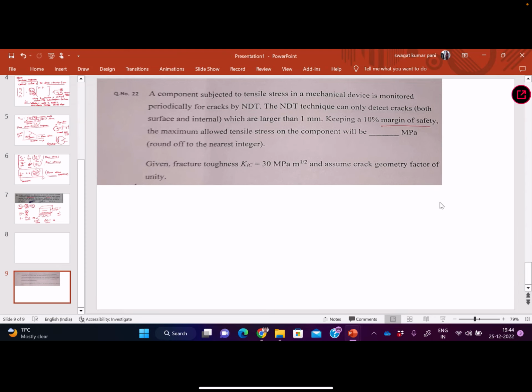So this is another question. A component subject to tensile stress in a mechanical device is monitored periodically for cracks by NDT. But it can only detect cracks, both surface and internal, which are larger than 1 mm. And keeping a 10% margin of safety, what is the maximum allowed tensile stress on the component? Fracture toughness is given, and the crack geometry factor Y is given as 1.